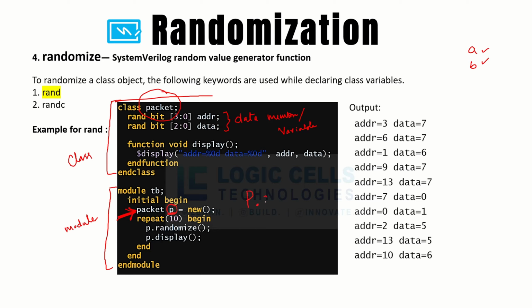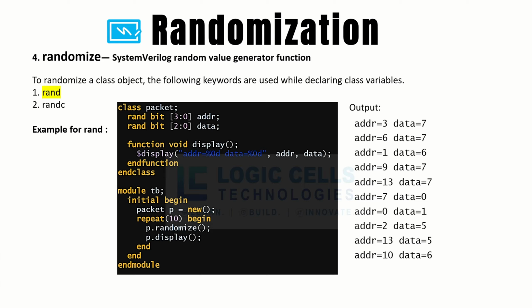If you use P dot address, then it refers to the class member address. You can assign some value like this: P dot address, P dot data. If you want to access a class property, this is a class property, then you are supposed to use the class handle. Inside TB, how is that class accessed? Through packet P. P is the name we are providing here. Packet is called as P.